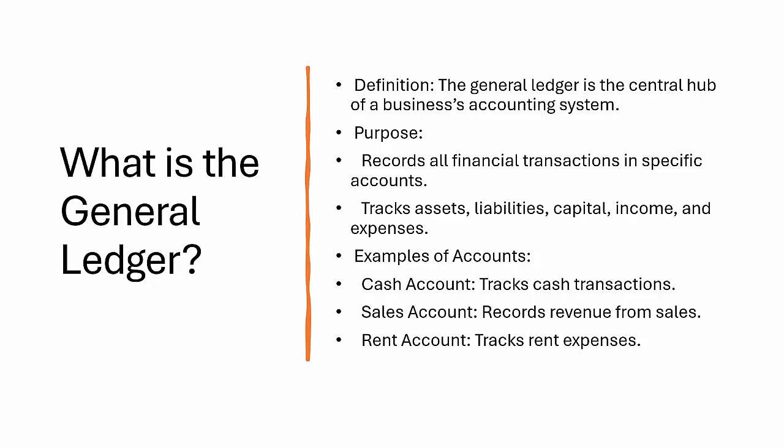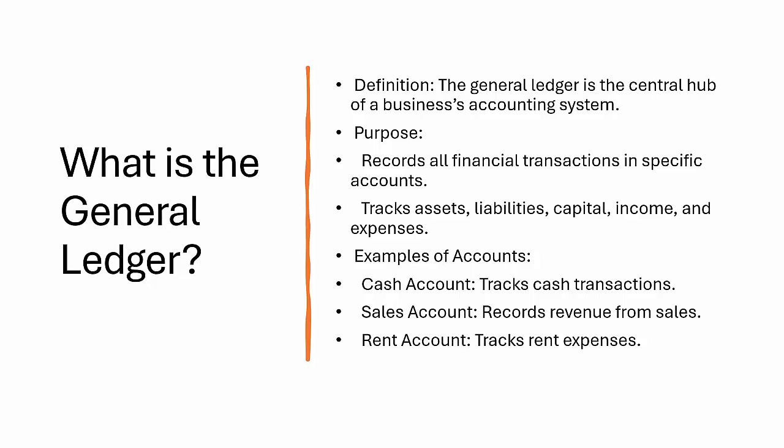When you begin studying accounting, one of the key terms you will encounter is the general ledger. Let's break it down in simple terms so it's easy to understand. What is the general ledger? The general ledger is the heart of a business's accounting system. It's like a giant database that contains all the financial information about a business. This includes details about the business's assets, liabilities, capital, income, and expenses. Every financial transaction that the business undertakes is recorded in the general ledger through individual accounts called ledger accounts.